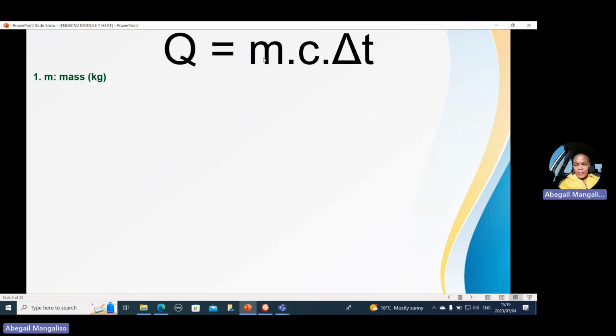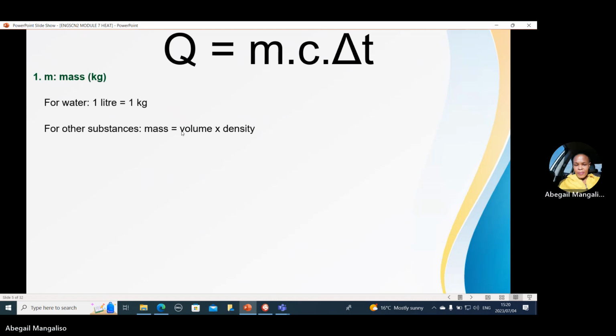The M of this formula is the mass in kilograms. If it's water, water is 1:1. 1 liter is equal to 1 kg. So if you are asked to calculate water in liters, you need to get M first. Then if your M is 20 kg, it will be the same as 20 liters. For other substances, density will be given, so you calculate the mass. If you are given 50 liters of oil, you cannot use that 50 liters as kilograms. You must calculate the mass of that oil.